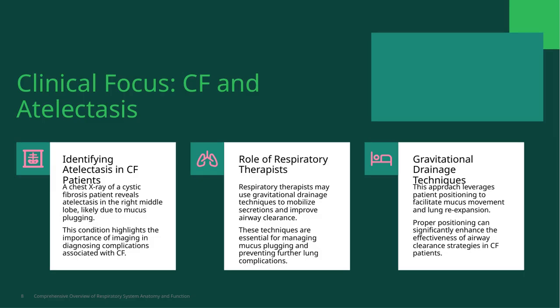Now, let's focus on some clinical aspects related to the respiratory system, specifically cystic fibrosis and atelectasis. When we look at a chest X-ray of a patient with cystic fibrosis, we often see areas of atelectasis, particularly in the right middle lobe. This happens because mucus tends to plug the airways, causing that part of the lung to collapse. It really underscores how vital imaging is in diagnosing and understanding complications that come with CF.